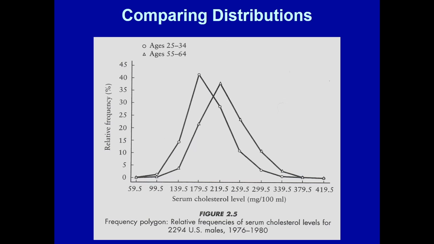And then we have a table number or a figure number. So this is figure 2.5. And we have a frequency polygon. It tells you the title then is Frequency Polygon Relative Frequencies of Serum Cholesterol Levels for 2,294 U.S. males from 1976 to 1980.